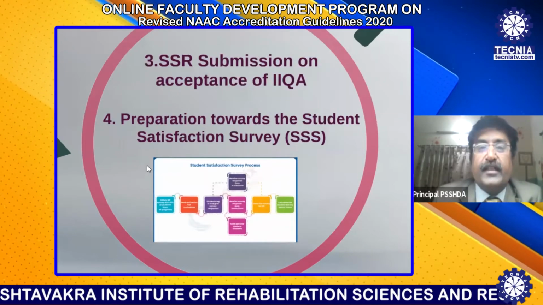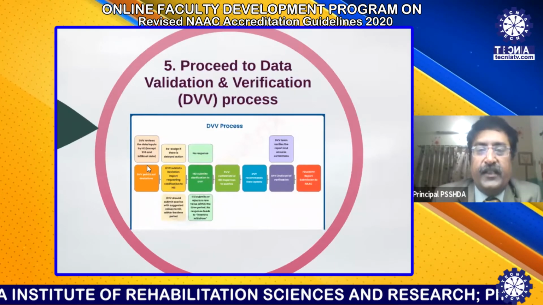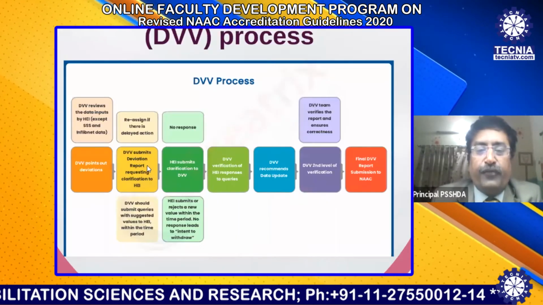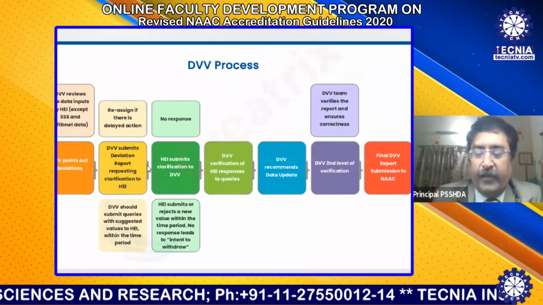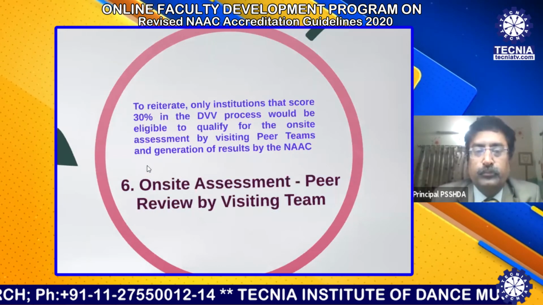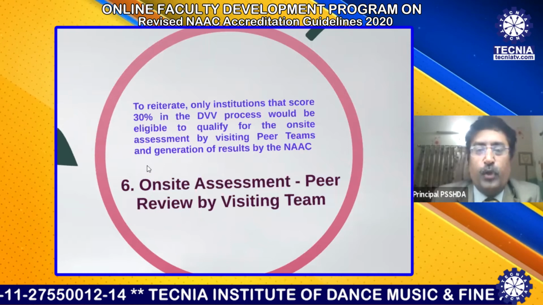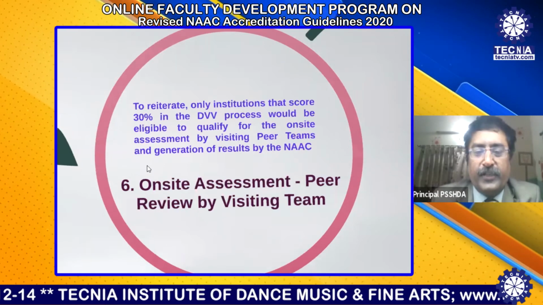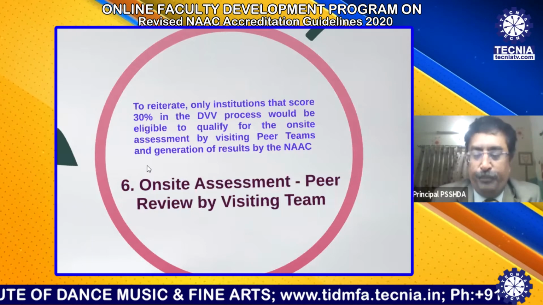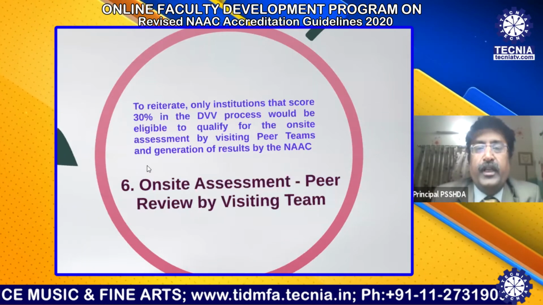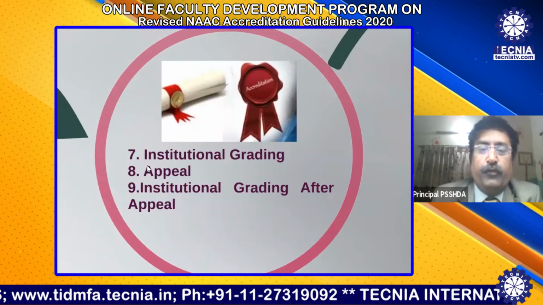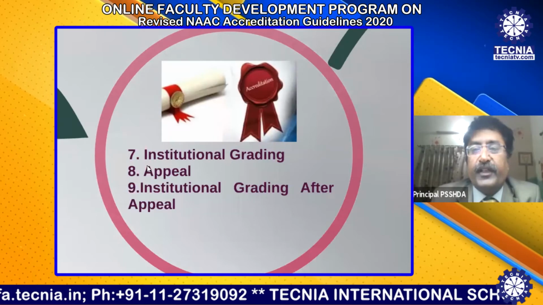After the student satisfaction survey, the process of data validation and verification will start from the DVV agency. They will check each and every document from every criterion, and then they give us suggestions and queries. If any institute can cover 30% marks in the DVV process, then they will proceed to on-site assessment, that is, a peer team review visit to our college. And after reviewing the college, after the EC meeting at the NAAC office, the institute will get its result, its grading.